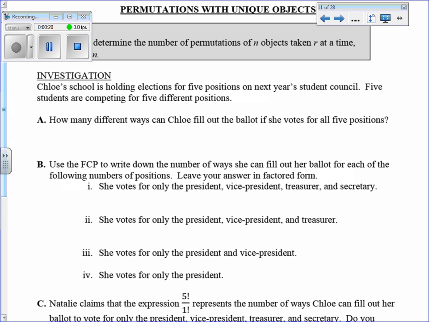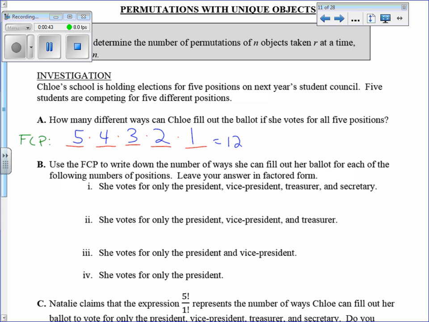So if there's 5 positions, the first way that we learned it using the fundamental counting principle would be that there are 5 ways to fill the first position. Then once that person's chosen, there's 4 ways left, then 3, then 2, then 1. 20 times 3, 60 times 2, so 120.